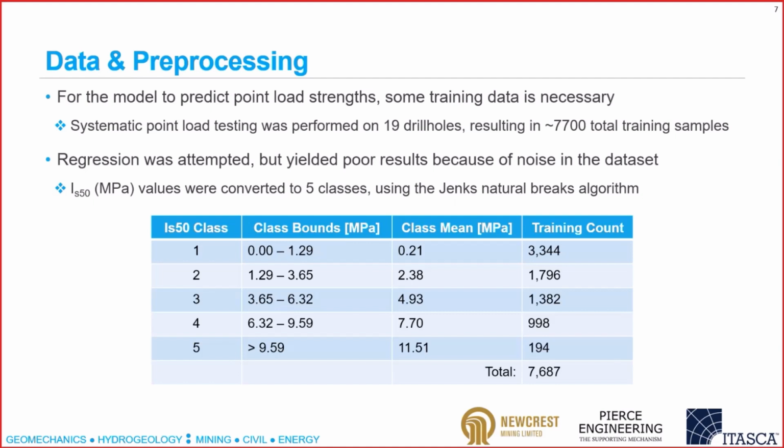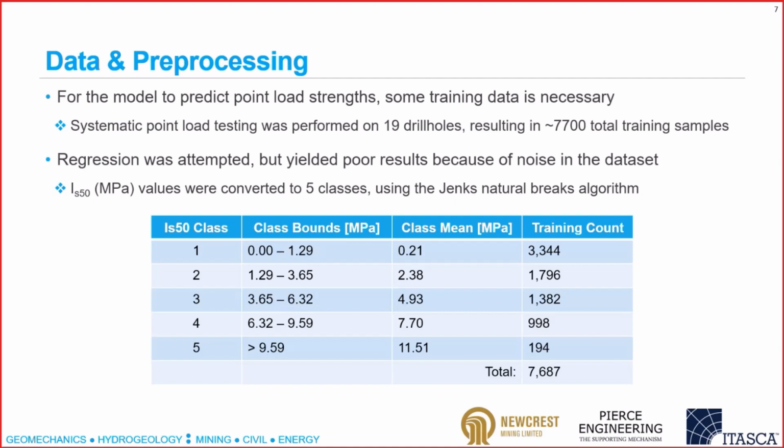And so for the model to predict point load strengths, of course, some training data is necessary. Systematic point load testing was performed at every meter along 19 drill holes. So this resulted in about 7,700 training samples. So this was 7,700 point load tests that were conducted. And initially, we tried training a regression model from this. Naturally, you would train the model on these core logging inputs, and you would have it spit out an actual decimal value for the IS50.